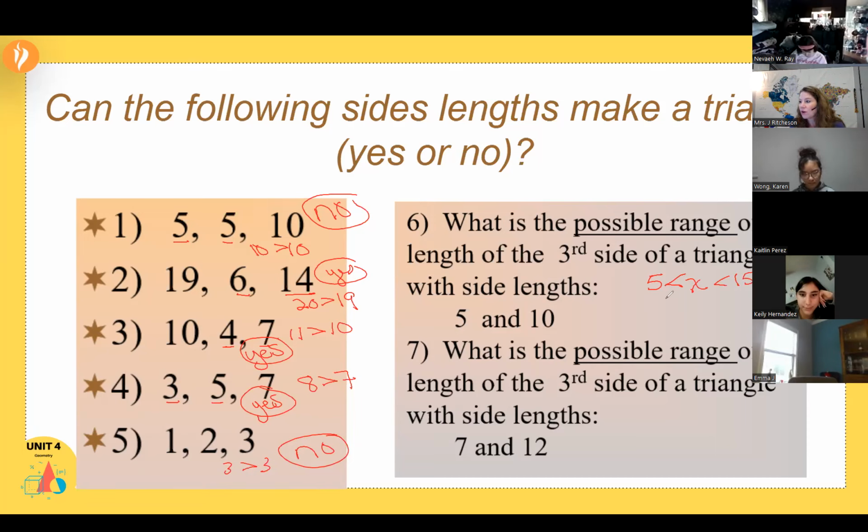So if we're only using whole numbers, 6 through 14 is the answer. Okay? Do you understand? Okay, if you missed number 6, look at number 7 one more time.